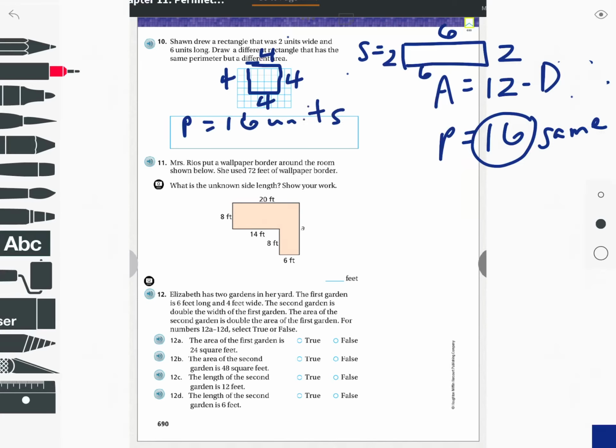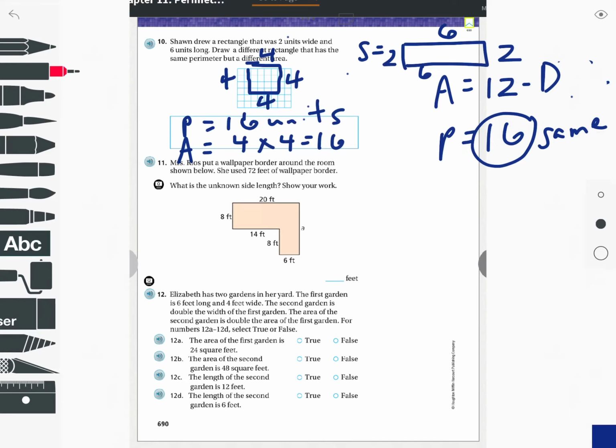And now what's my area? My area actually is length times width, or 4 times 4, which is 16. Okay, so this works. I can draw a square that is 4 by 4, and it has the same perimeter but different area. All right, let's try number 11.